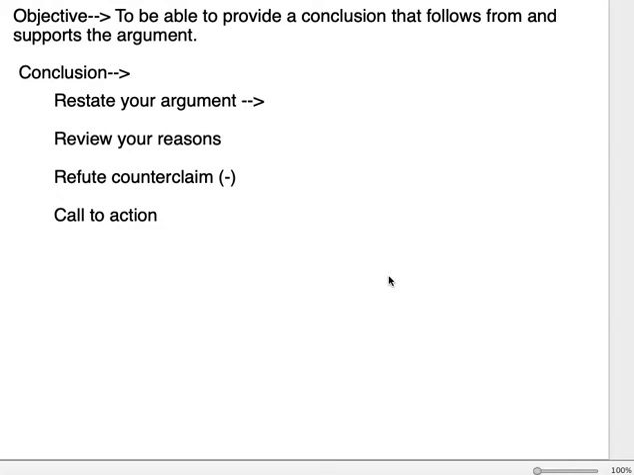So these are the 4 things you can implement into the conclusion. The refute the counterclaim obviously not being mandatory, but the remaining 3 things should be present in the conclusion you write for this particular argumentative essay.